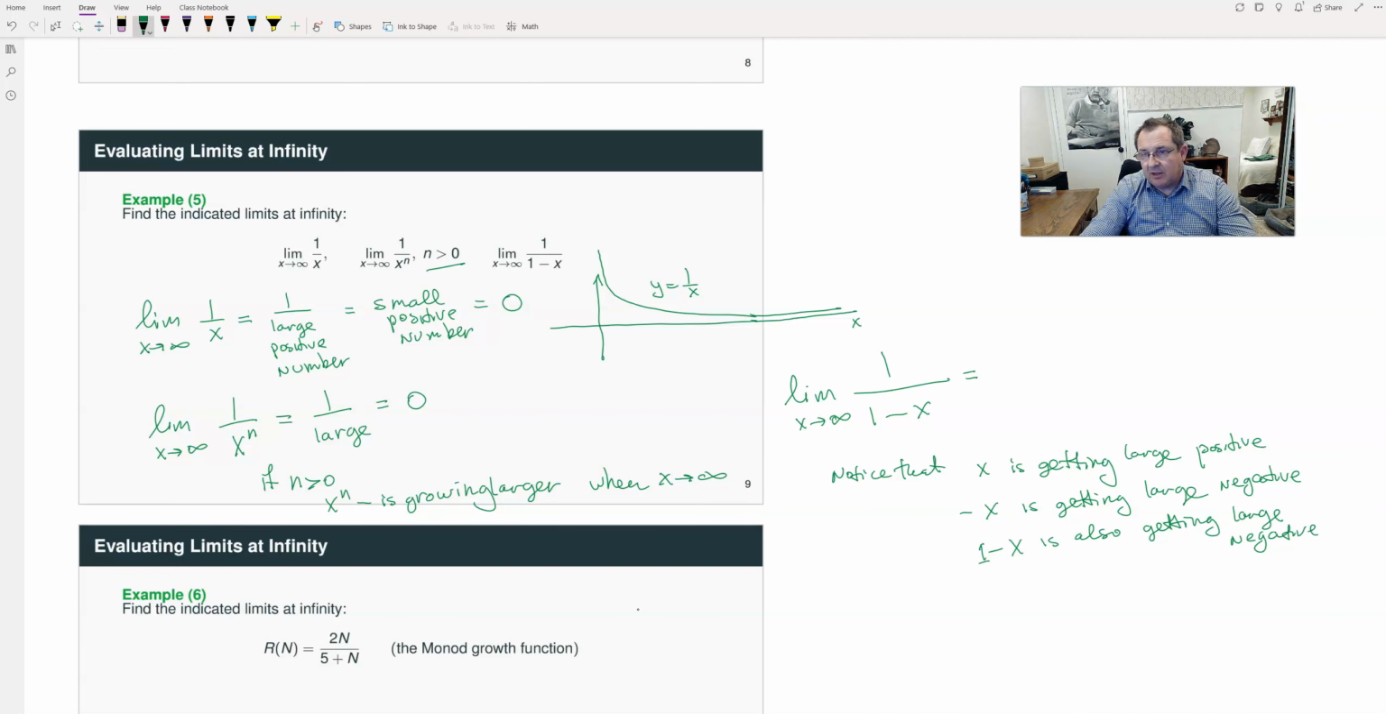Because 1 will not matter. We'll be subtracting a very large number, like 10,000 or a million. This 1 will not make an impact. 1 minus x will be a large negative number. So what we're looking at is 1 over a large negative number, which gives us a small negative number. Now, what we'll be looking at is a value that is approaching 0, but approaching it from the negative side, from below.